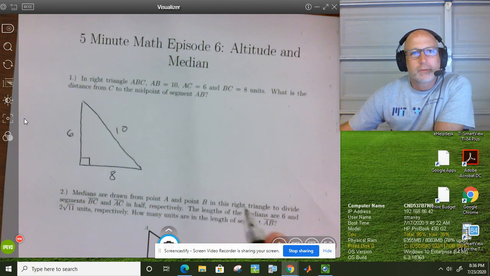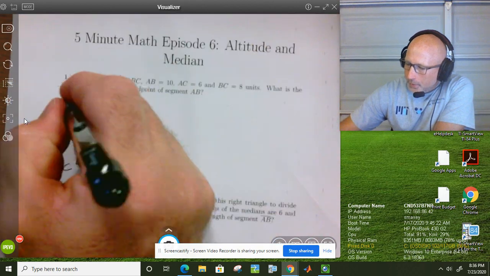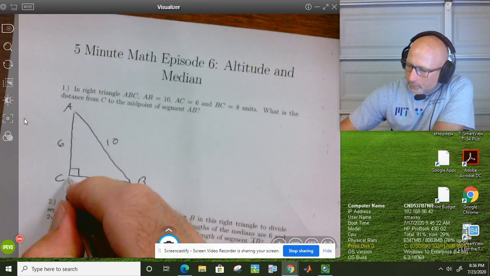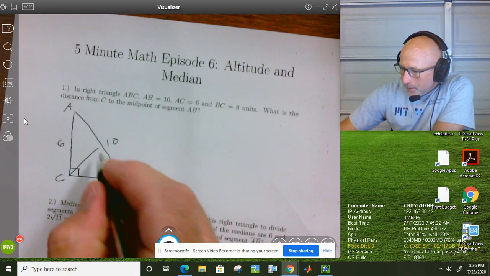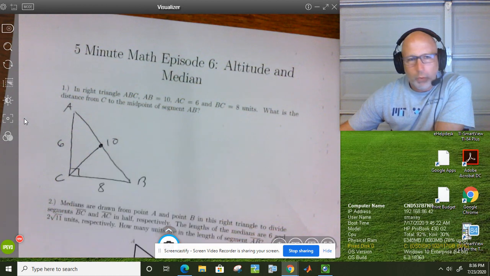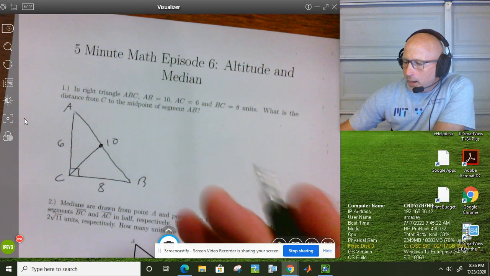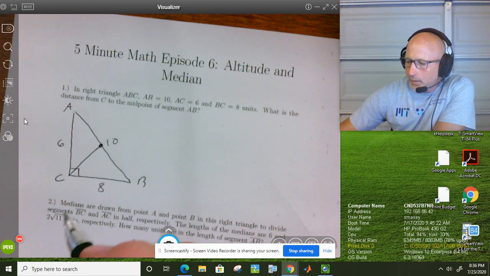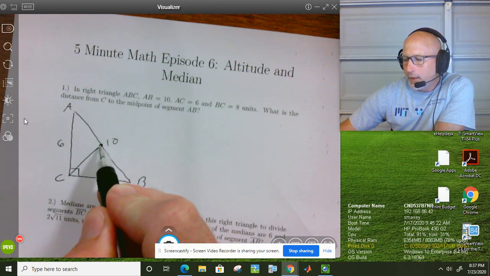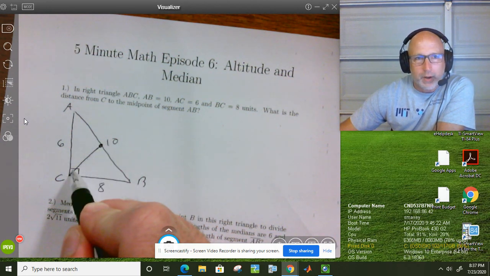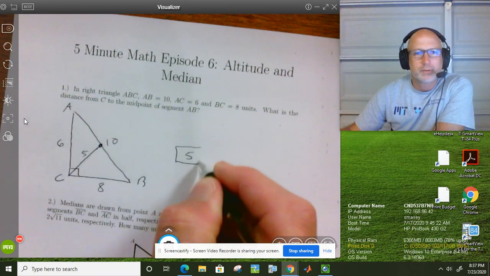And it says, what is the distance from C to the midpoint of AB? So if I simply drew up this median right here to the midpoint, that's what's called a median. What would that be? Well, this is something very easy to know. If you have a right triangle and you draw in the median from the right angle up to the midpoint of the other side, then this length is exactly half of whatever the hypotenuse is. So the answer is simply just 5. Nice little trick to know.